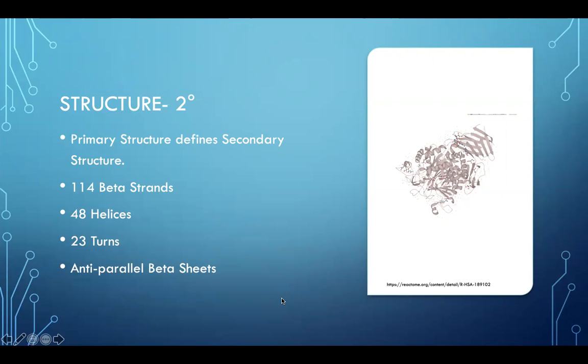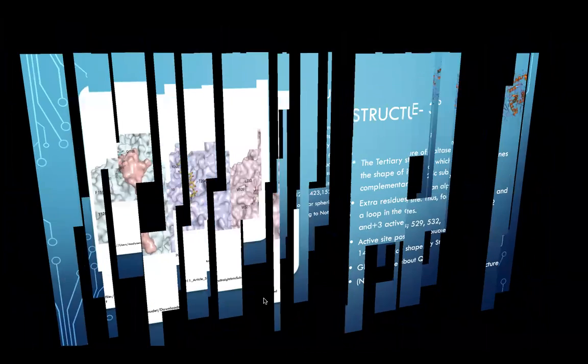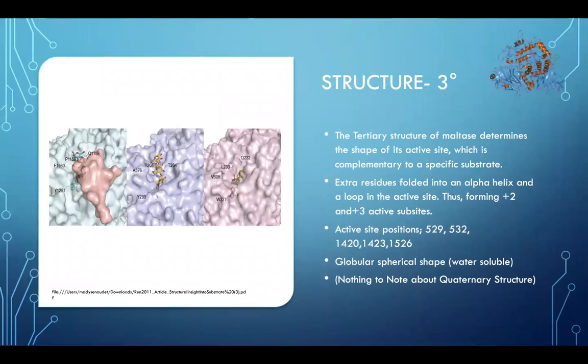Now that we've looked at the secondary structure, we will look at the tertiary structure. The tertiary structure of maltase determines the shape of its active site, which is complementary to a specific substrate. Some of the important qualities that we can note in this structure is that there's extra residues folded into an alpha helix and a loop in the active site. This forms positive 2 and positive 3 active subsites.